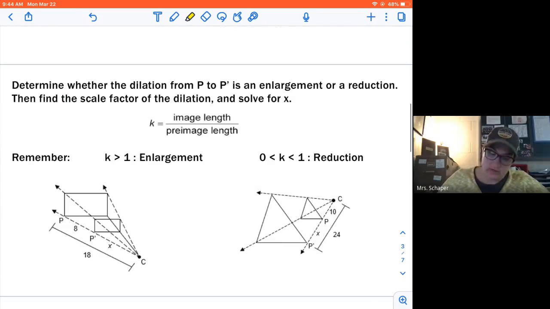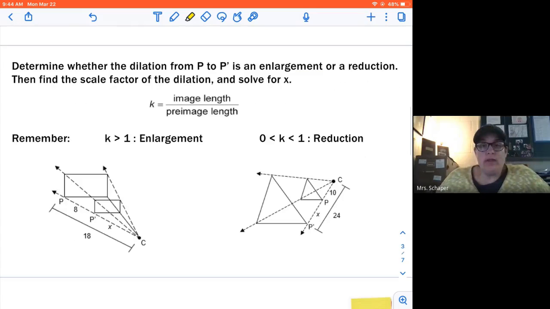So what we're going to figure out is we're going to determine whether the dilation from P to P prime is an enlargement or a reduction. And then we're going to find the scale factor. And the scale factor is K, and it's image length divided by pre-image length. That's how we find it. Enlargements mean that the scale factor is greater than 1, and reduction means that it is less than 1 and more than 0. So here we go.